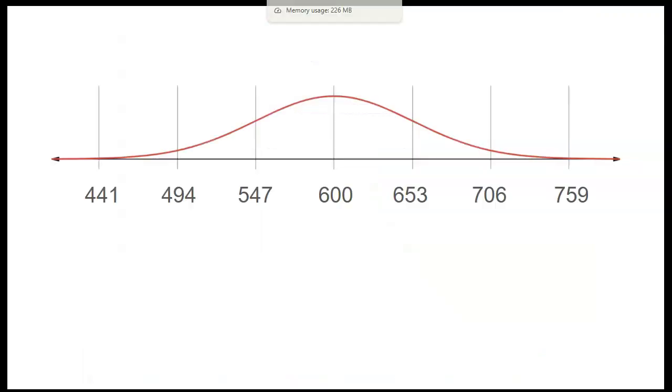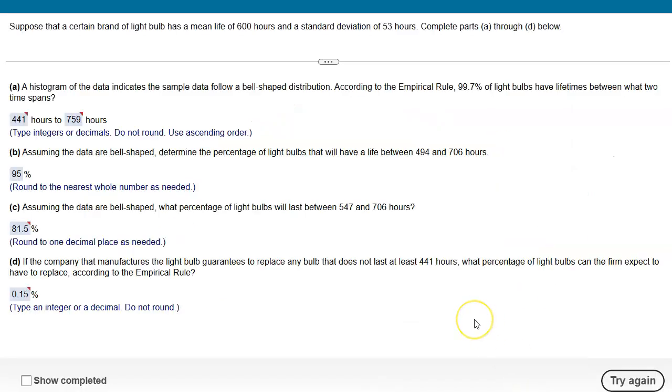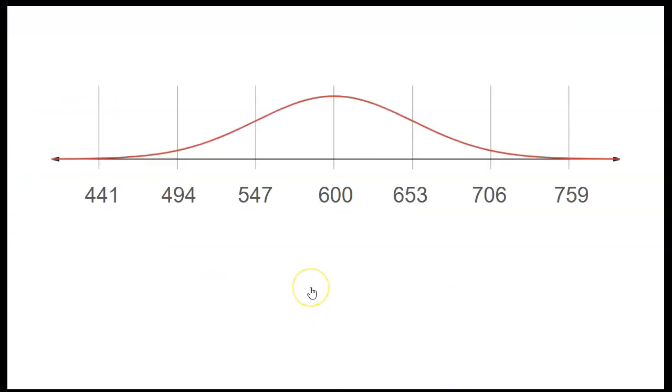So when we go back to our problem using our particular graphic for this problem, we answer: 99.7% of light bulbs have a lifetime between what 2 time spans? We know that 99.7% of data fall within 3 standard deviations of the mean. So we've already completed that. Whenever we come back to using this tool, we see that 3 standard deviations below to 3 standard deviations above, that would be from 441 to 759.